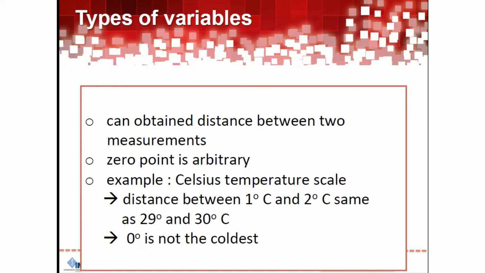So here you have interval data. It is data where you can obtain the distance between two measurements, and the zero point is arbitrary. For example, the Celsius scale is interval data, and a ratio scale is where you have a zero. For example, if you use a Kelvin scale, then you have an absolute zero, so it is a ratio scale, whereas here it is interval data when you use a Celsius scale.